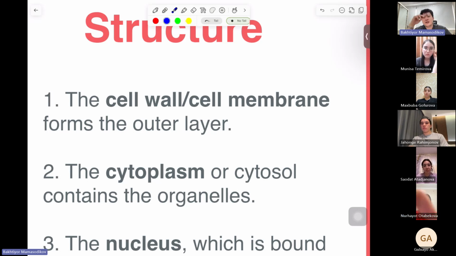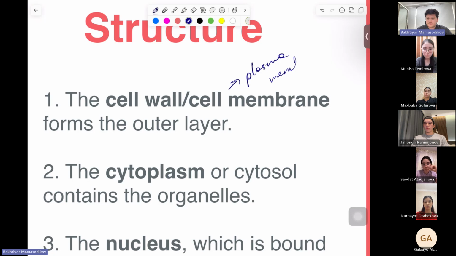For example, in Uzbekistan, we also have the border, right? And in the cell, we also have the border, and this border is called the cell membrane, okay? We can also call the cell membrane a plasma membrane. This forms the outer boundary of all eukaryotic cells. For example, in plants, you can see the cell membrane. In fungal cells, you know what's fungi?